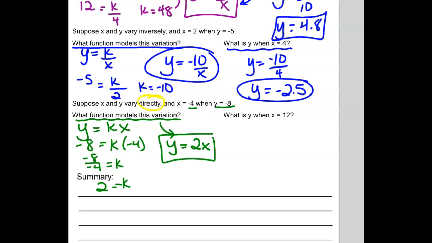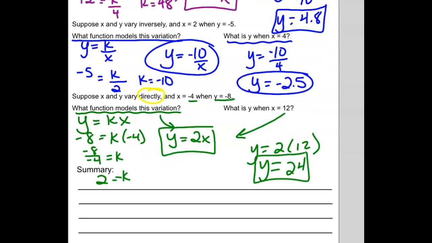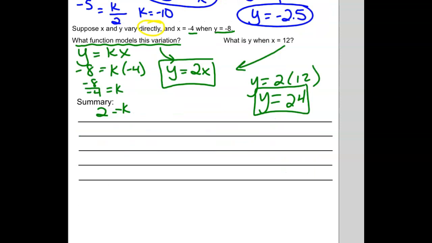And I can then use that equation to figure out what is y when x is 12. And we would get an answer of 24. All right. So in summary, we're talking about direct and inverse variation. For direct variation, y equals k times x. In order to figure out what that constant is, though, we would divide the x over. So y divided by x equals k. That's what you would use to figure out your constant.